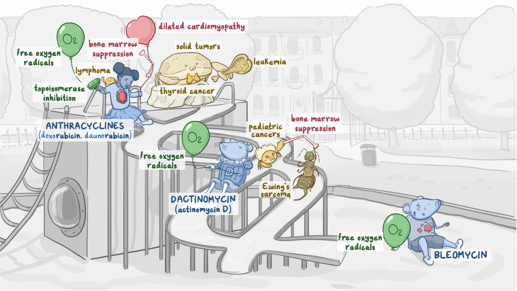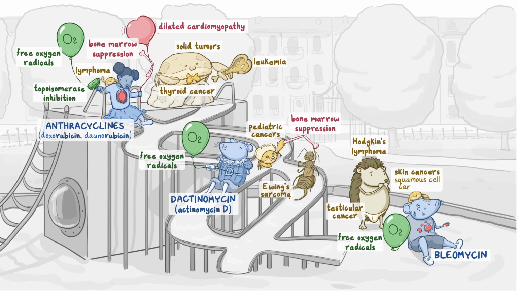At the bottom of the slide, we have Bleomycin. This mouse's pet hedgehog, for Hodgkin's lymphoma, is checking to see if the bleeding mouse is okay, and it's wearing a jock strap for testicular cancer. A little crab is pinching a tumor on the injured mouse's face, which represents skin cancers like squamous cell carcinoma.